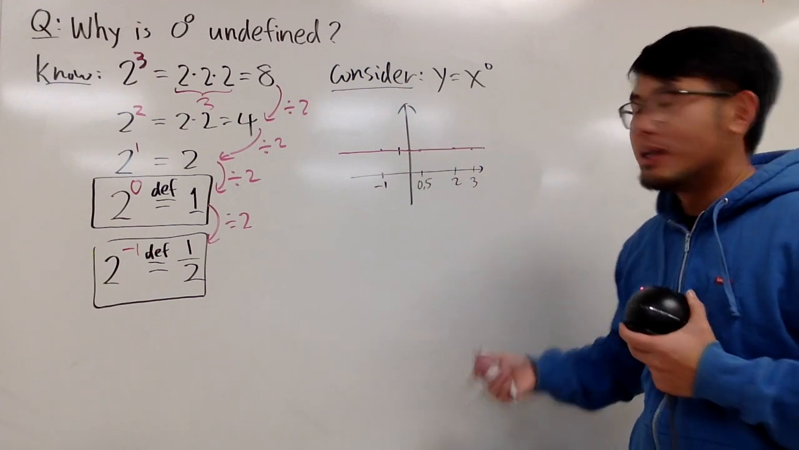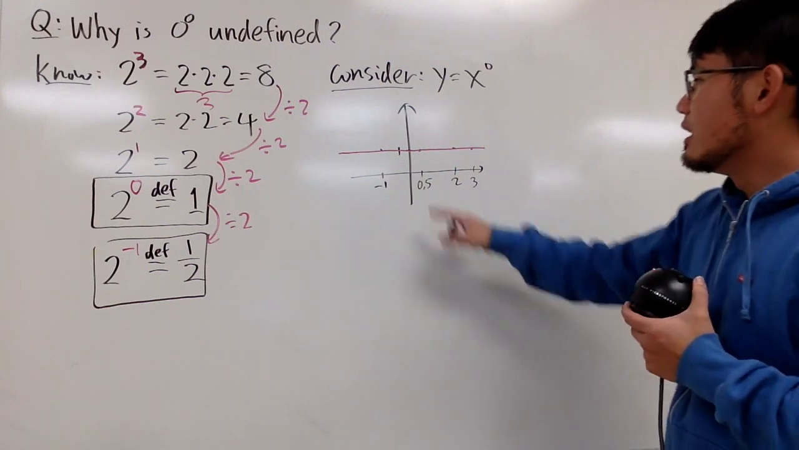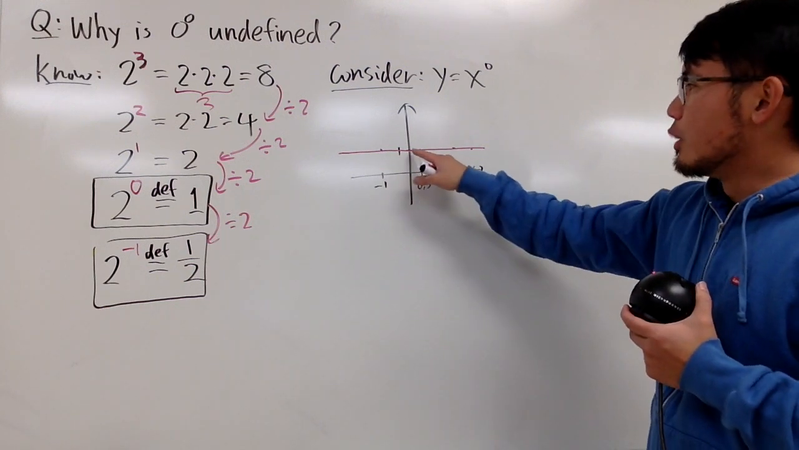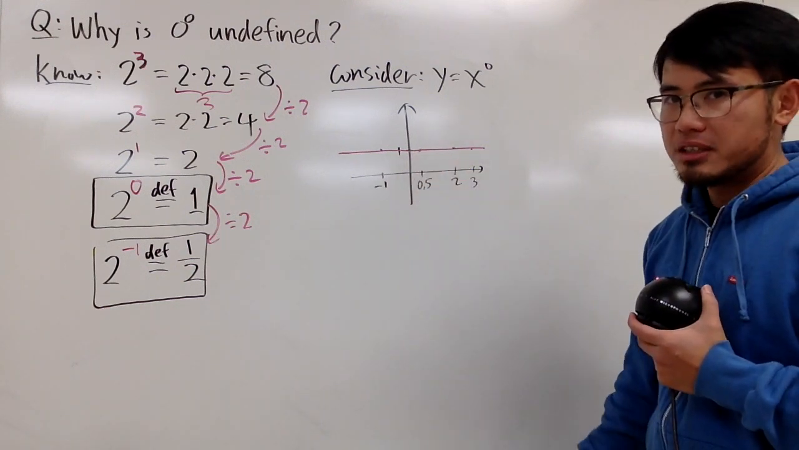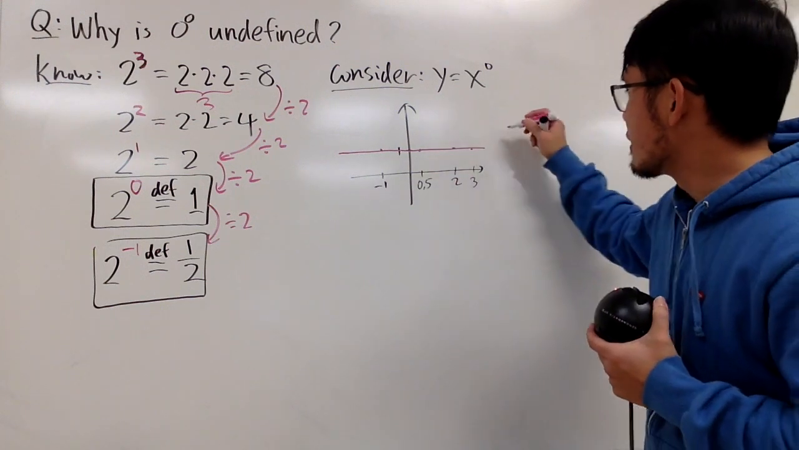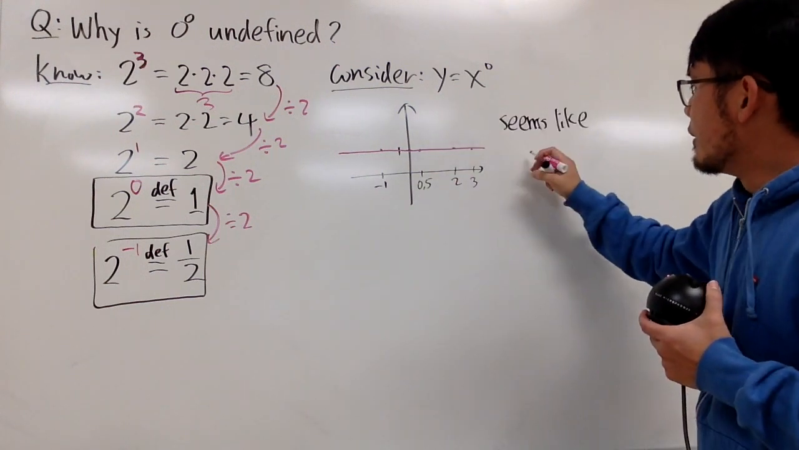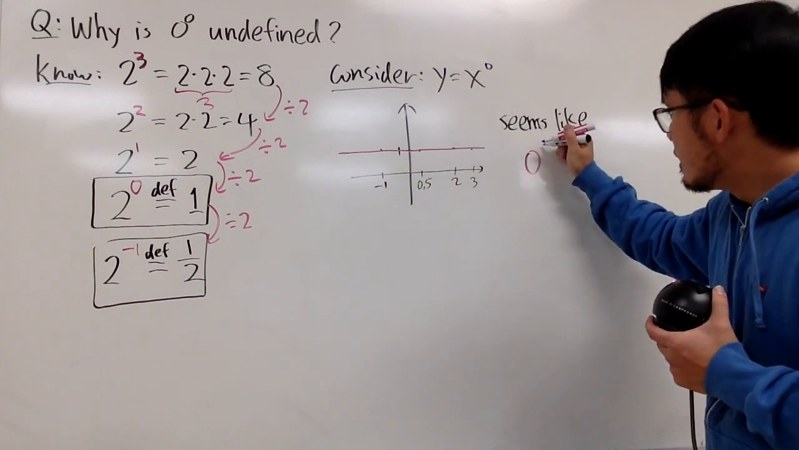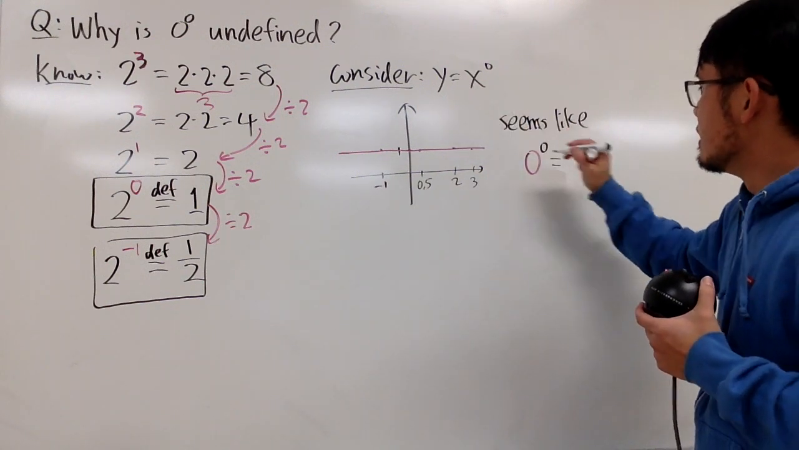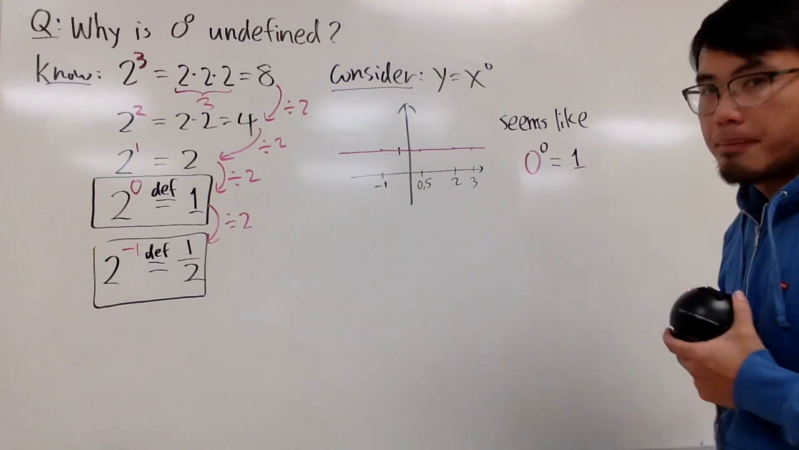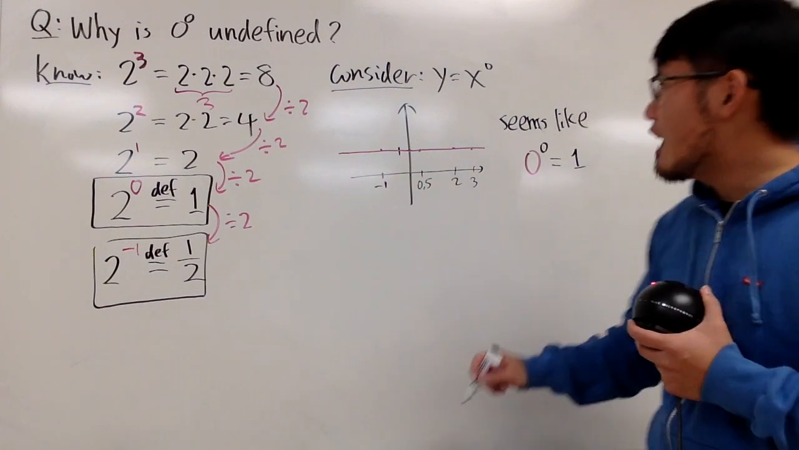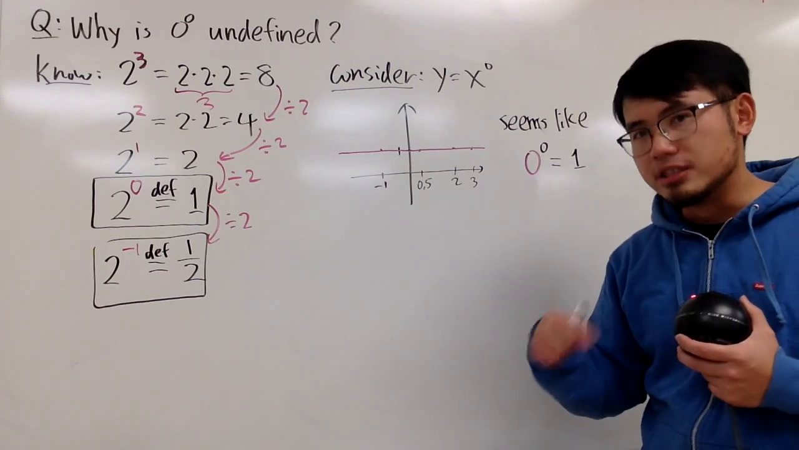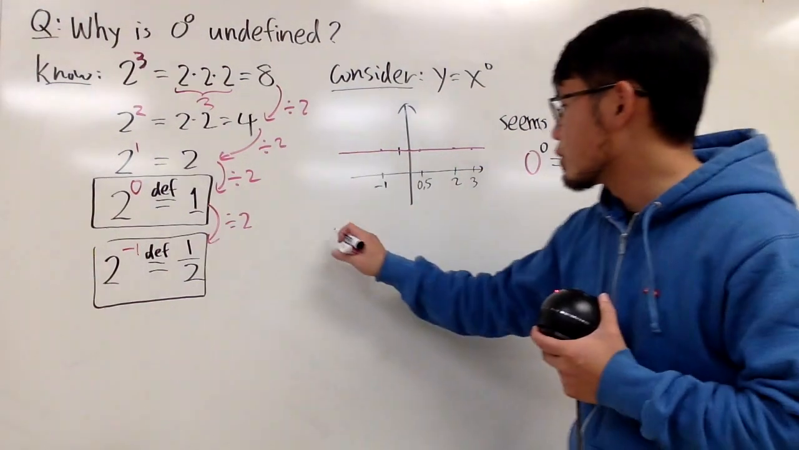That's nice. So based on this, it seems like when x is 0, the y value should also be 1 as well, isn't it? So let me just indicate that right here. Seems like when x is 0, okay, I'm putting 0 for x, and then 0 for the power. It seems like 0 to the 0th power should be 1. But have you ever thought about what if the base is 0 instead? So let's take a look right here.